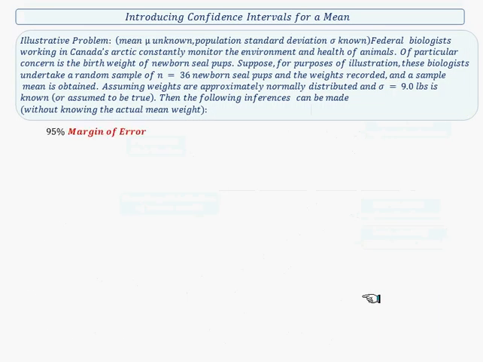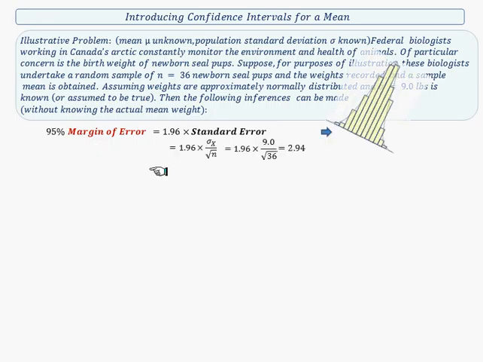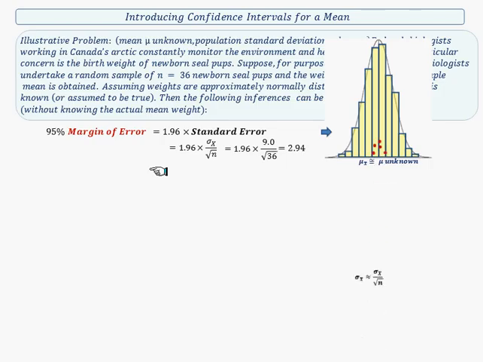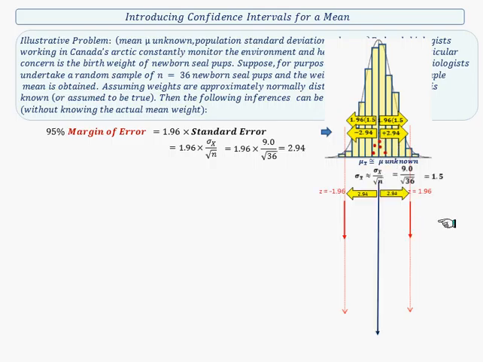Now we're going to look at this problem at hand. This is the same problem as before. We want to look at the margin of error. The margin of error is 1.96 times the standard error. That's the 95% margin of error. That's given by 2.94, and we see it coming on the screen here. And that is the symmetric region above the mean.